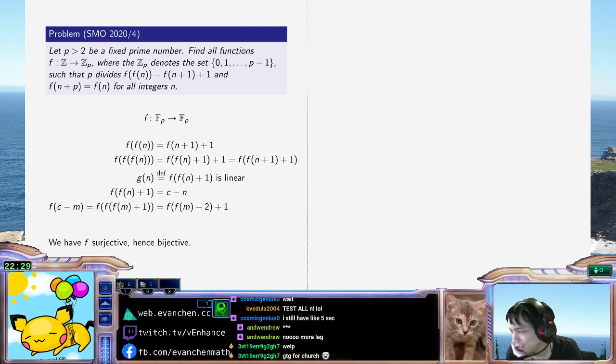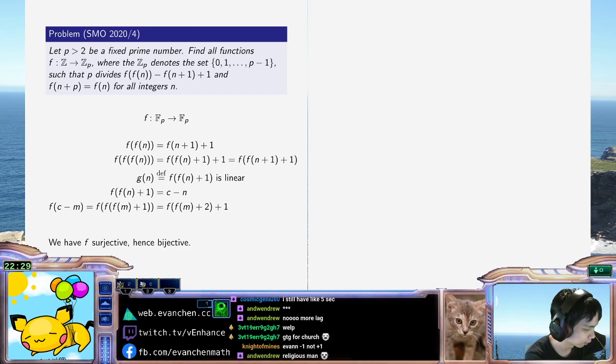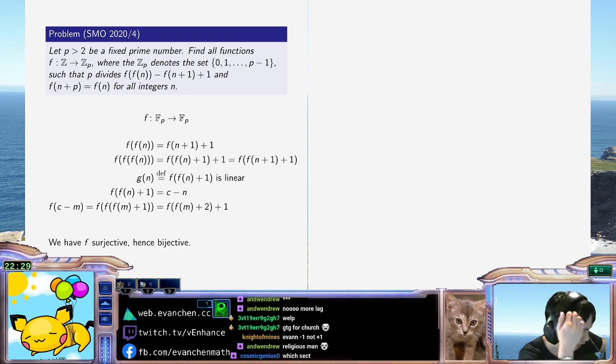Okay. Come on, come on. Yeah, that's actually cute though. That thing that if it's surjective, it's injective because it's an Fp functional equation. I don't think I've had to do that before.